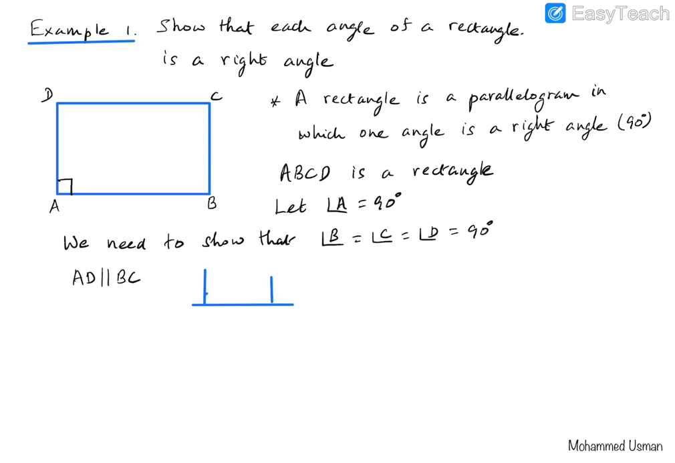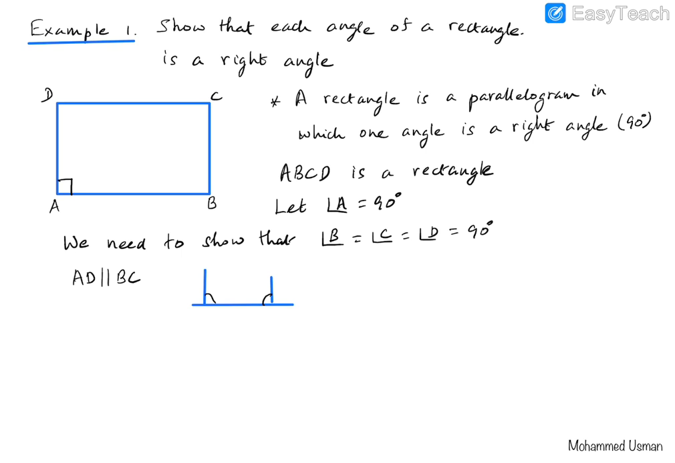That means this angle plus this angle equals 180 degrees. So here, if you see, we have the sides AD and BC parallel to each other. AB is the transversal cutting through those parallel lines. So the sum of the interior angles, which is angle A plus angle B, will be 180 degrees.